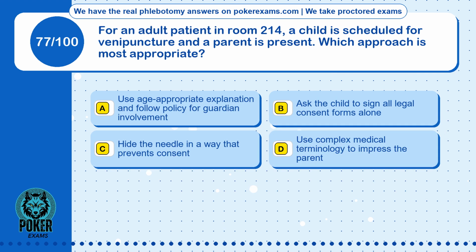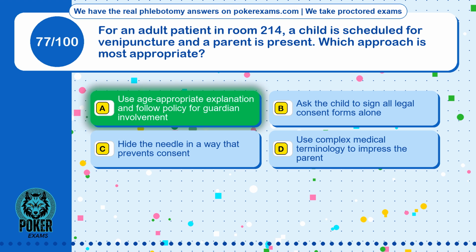Question 77. For an adult patient in room 214, a child is scheduled for venipuncture and a parent is present. Which approach is most appropriate? Option A. Use age-appropriate explanation and follow policy for guardian involvement. Option B. Ask the child to sign all legal consent forms alone. Option C. Hide the needle in a way that prevents consent. Option D. Use complex medical terminology to impress the parent.